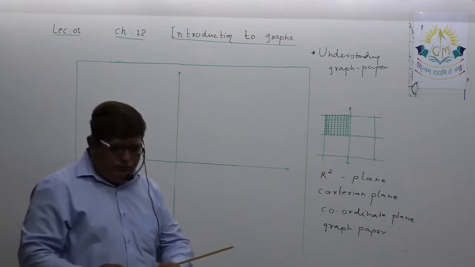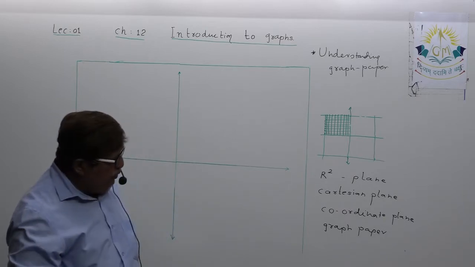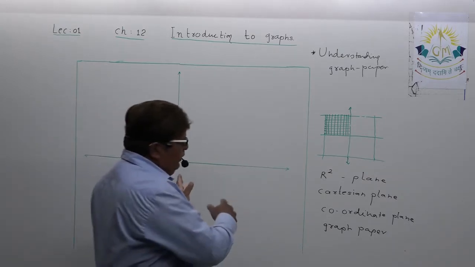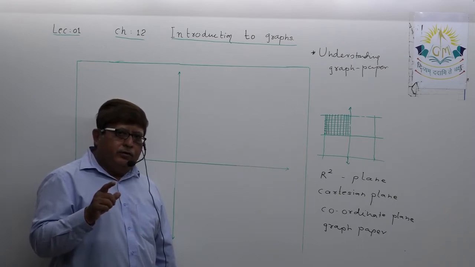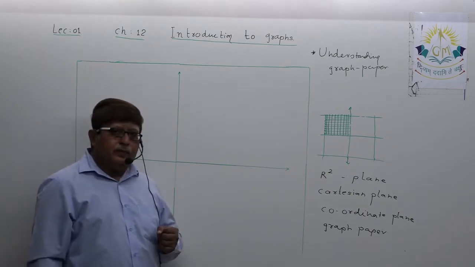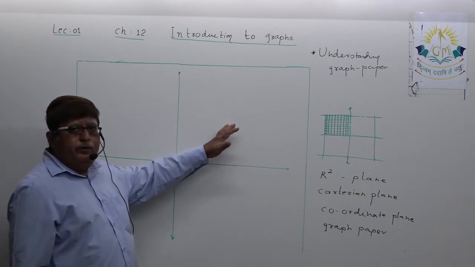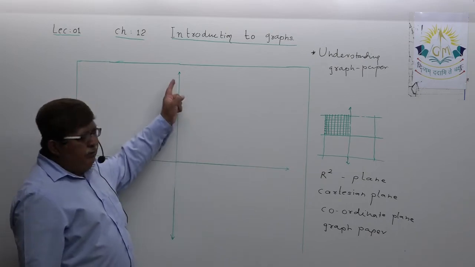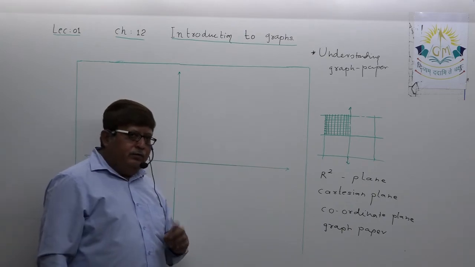So, dear student, here on the graph paper, what you can look, you need to concentrate here also. At the same time, you need to concentrate on your graph paper also. We have divided the given graph paper into four parts by drawing one horizontal line and one vertical line.